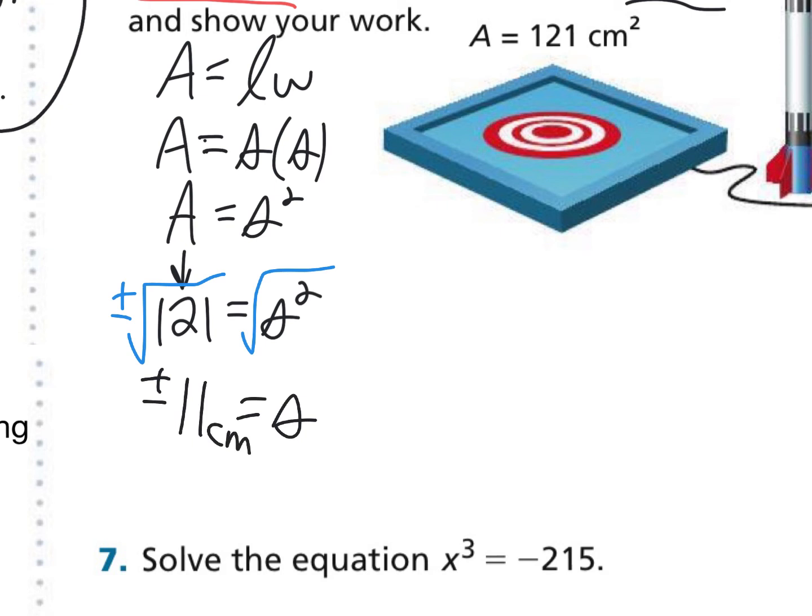So either, we're saying right now, either the dimensions would be 11 centimeters by 11 centimeters or negative 11 centimeters by negative 11 centimeters. Well, we can't have a negative dimension, so we're going to cross out the negative, and then our answer would just be 11 centimeters.